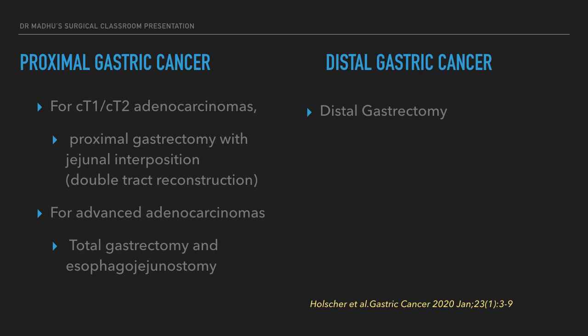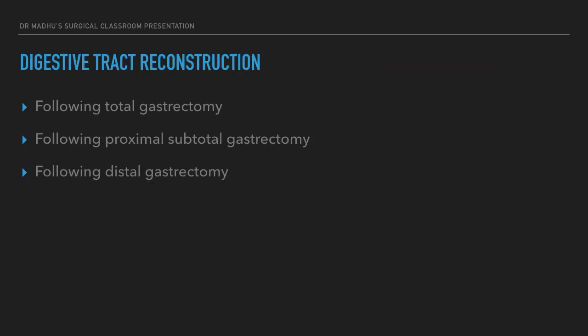So coming on to what we had discussed earlier, for a proximal gastric cancer, if it is an advanced tumor, we need to do a total gastrectomy. If it is a small and early tumor, we have to plan a proximal gastrectomy. For a distal gastric cancer, we saw that distal gastrectomy is the ideal treatment. Now, how are we going to reconstruct the digestive tract? We will see this topic in three subheads. One will be reconstruction following a total gastrectomy, the other will be following a proximal and a distal gastrectomy.